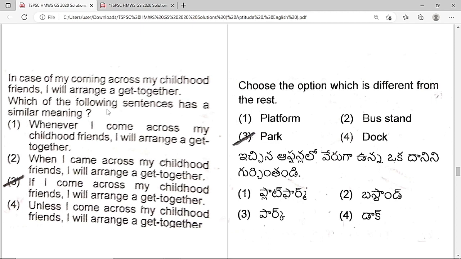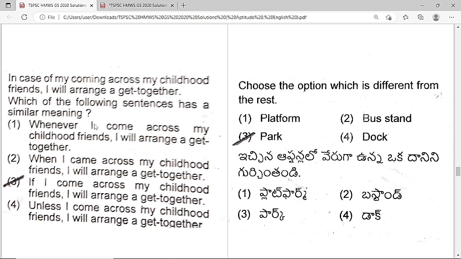Option A, whenever I come across my childhood friends, I will arrange a get together. This is wrong. Option B, when I came across my childhood friends, I will arrange a get together. This is also wrong. Option D, unless I come across my childhood friends, I will arrange a get together. So this is also wrong. If I come across my childhood friends, I will arrange a get together. So this is the correct solution of this question.